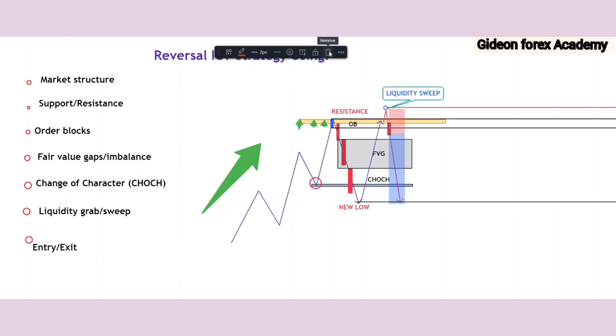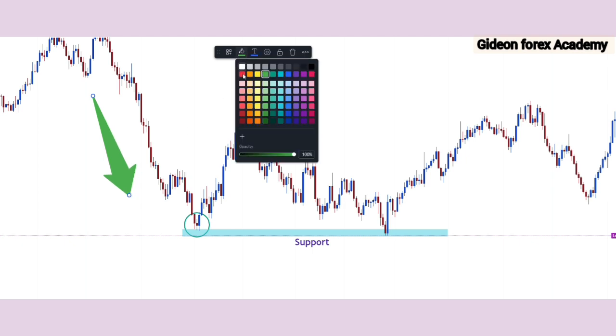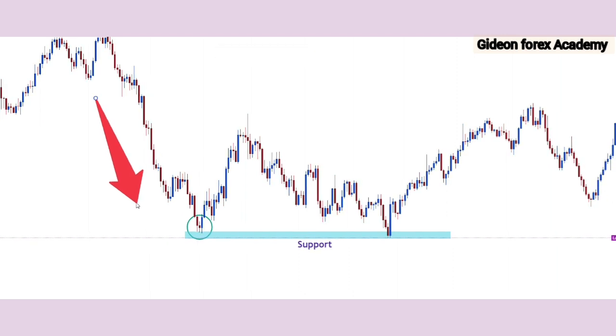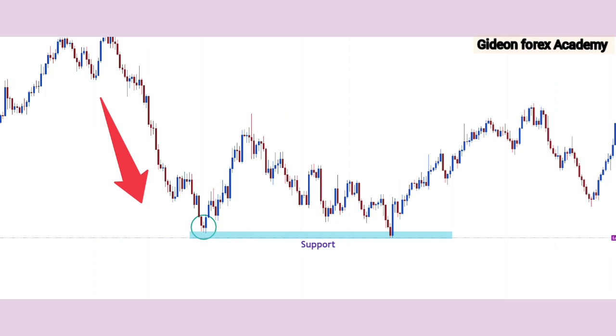So to show you this in the real chart, this is our support area. This was previously a downtrend. The market structure is bearish. It's a downtrend, it's bearish. Then we go to this support area. Previously, this is support. So we are waiting for price at support here.